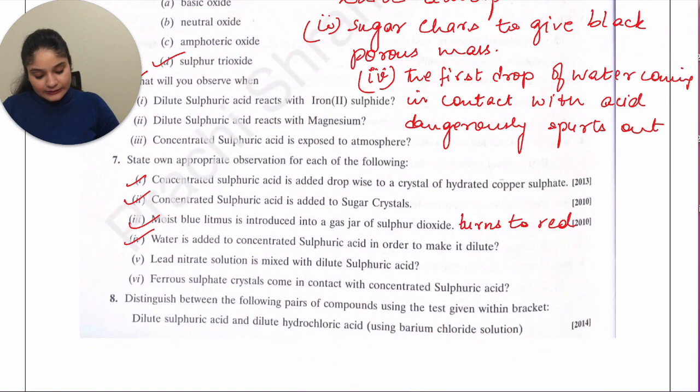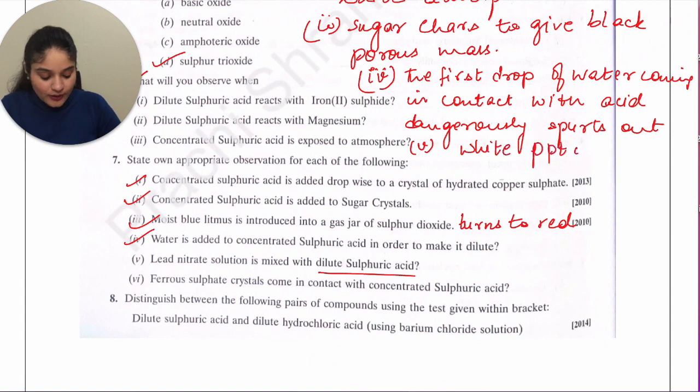Now next is lead nitrate solution is mixed with dilute sulfuric acid. In this case you will have a white PPT formed. So that will be your observation. A white PPT is formed. I will just write it right here. So white PPT is formed.